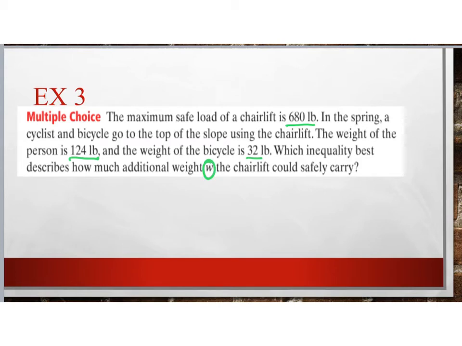So if you think about this, we have a person that's 124 and a bicycle that's 32 pounds. So I have 124 plus 32. That's going to give me the total weight of the person and the bike that are going to be using the chairlift. Now it says additional weight, so I'm going to have to add W, and I know that the max load of my chairlift is 680 pounds. So when it says my max load is 680, that means I need to stay less than or equal to 680.